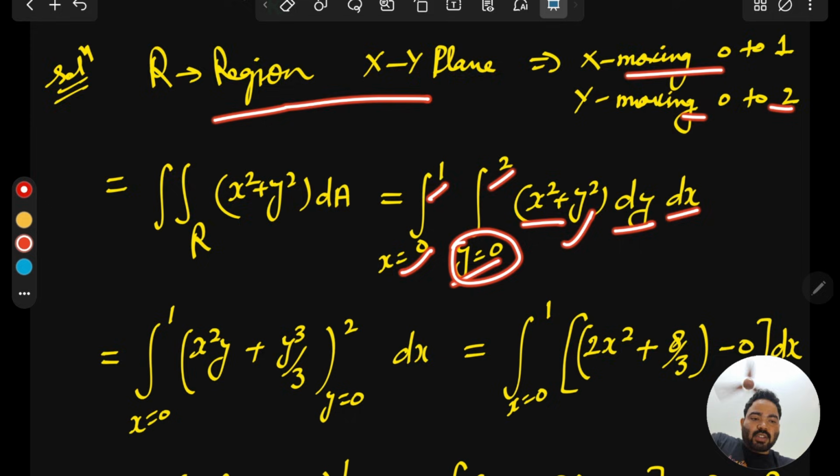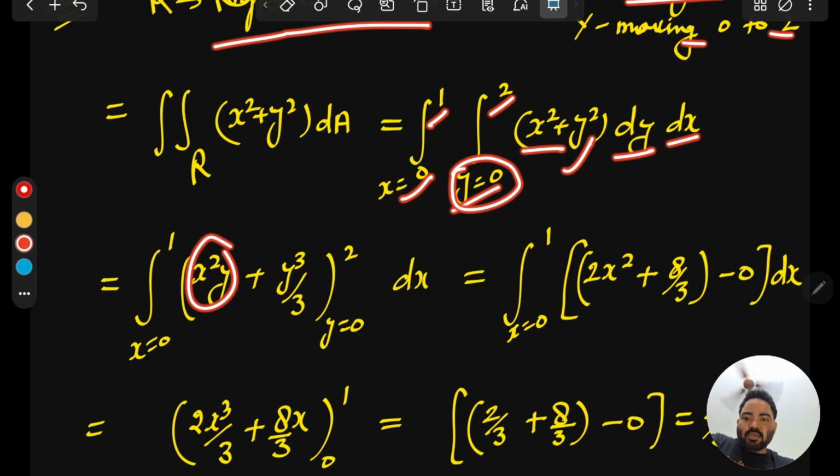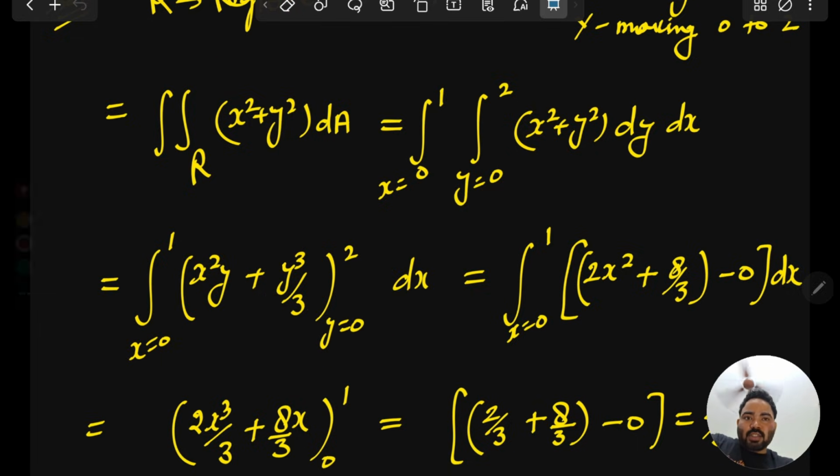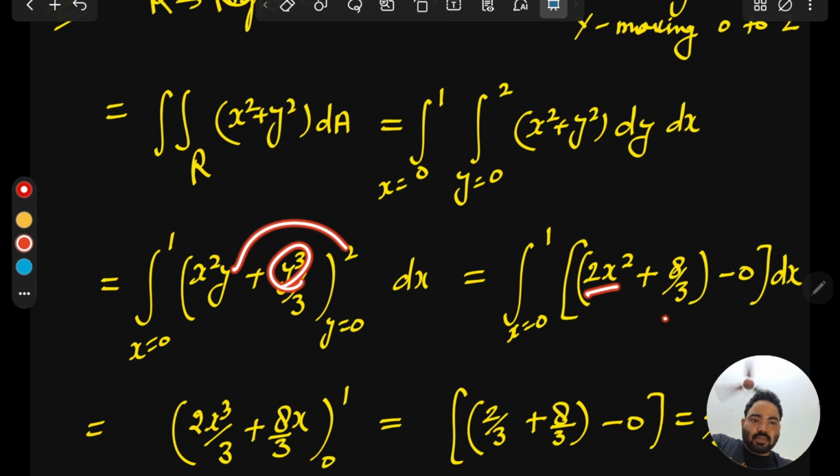So if x is a constant and you are doing the integration with respect to y, then this will give you x square y, because you are treating x as a constant. So x square y, and after that the integral of y square is y cube upon 3. Now just put the y limit, y moving 0 to 2, and after that just solve this, and then do the integration. Just put the y limit only where y is present. So here if you put in the upper limit, you will notice 2x square, and after that 2 to the power 3 is 8 by 3. And if you put in 0, this will give you 0, and this is also 0. That's why this is 0.